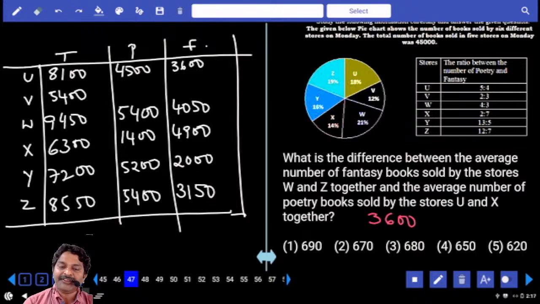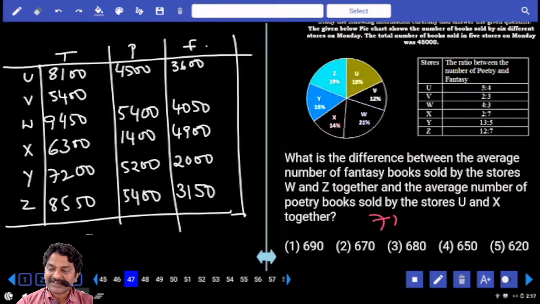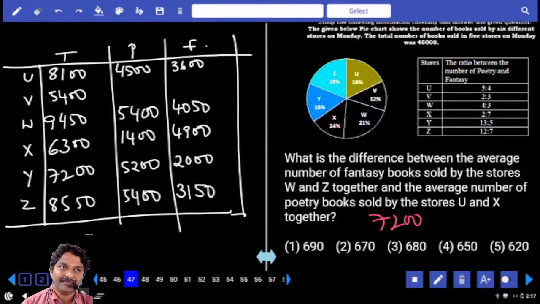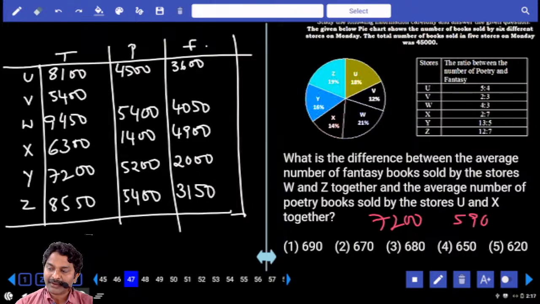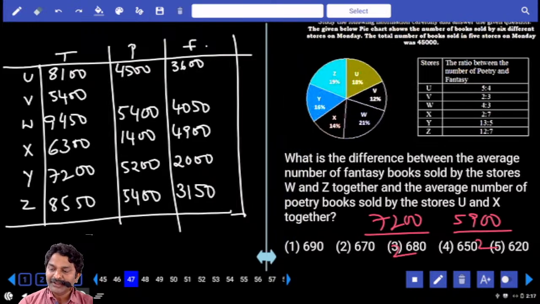3,600. Poetry from U and X, 5,900. We'll do one thing. Original sum was 7,200 for fantasy. Now it is 5,900. We were asked to calculate average difference. First calculate the difference, which is 1300, then convert into average, which is 650. Got it?